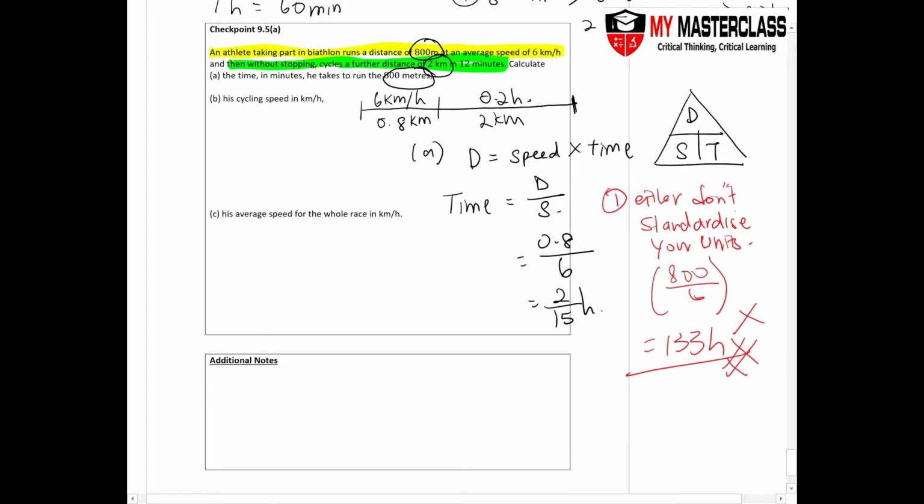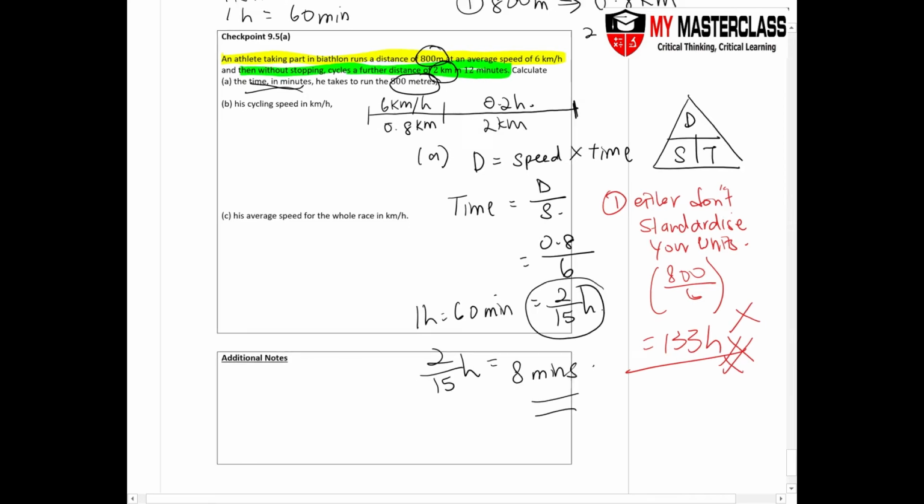Now moving on, let's say we have 2 over 15 hours. Now what's the question asking for? Please take note, read your question. The question is asking in terms of minutes, so now do your conversion. If 1 hour equals 60 minutes, now what is 2 over 15 hours? So you press your calculator, 2 over 15, multiply by 60, you should get 8 minutes long. So this would be your final answer.